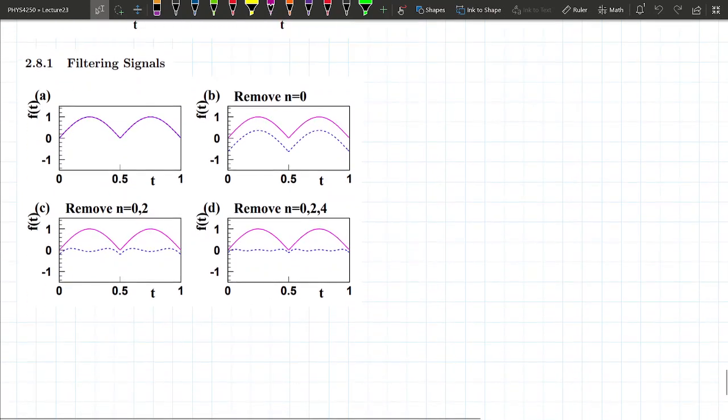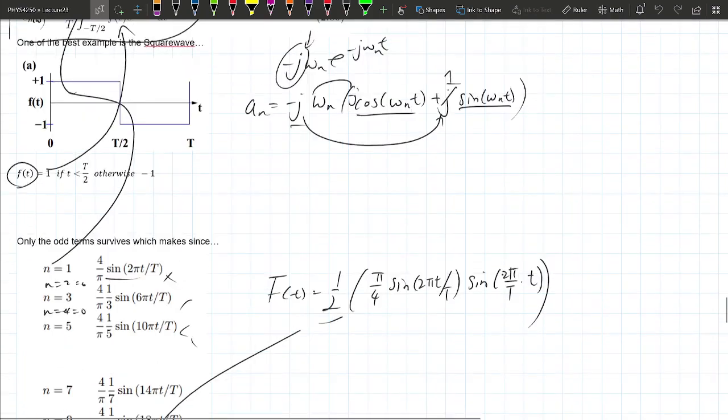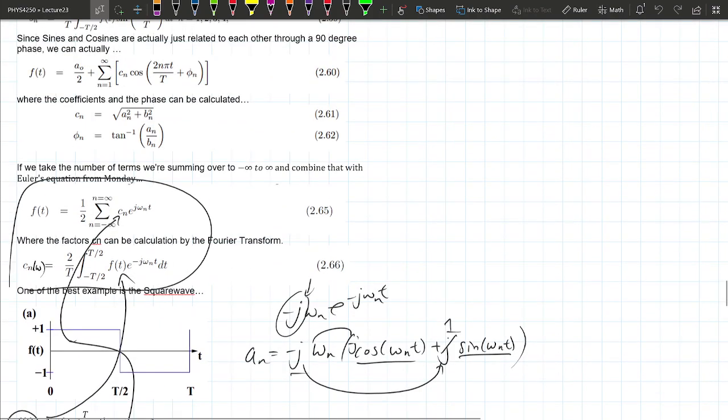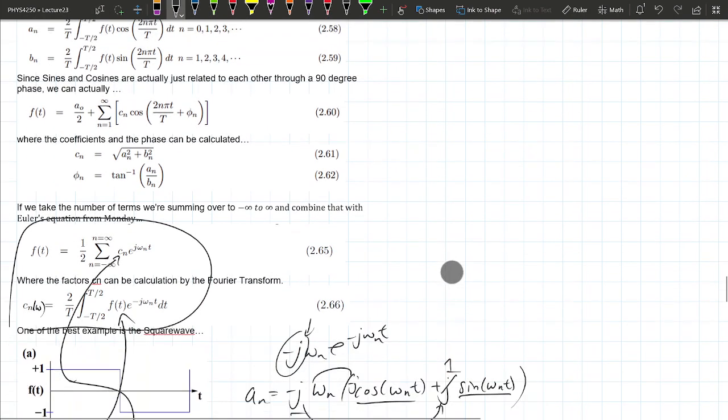So the example that I want to show you the picture of: if you have this little rolling function here, and you take out the n equals 0 term, then it actually shifts it. Remember, n equals 0 is a constant term. It shifts the function up and down.